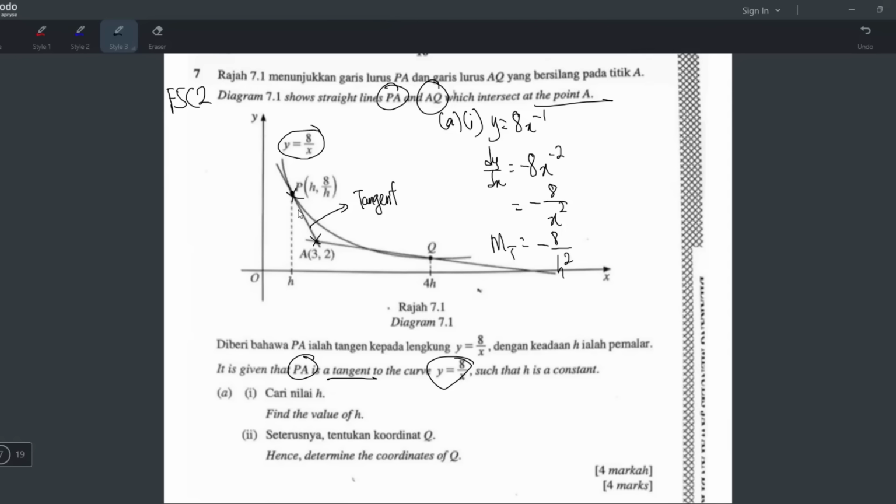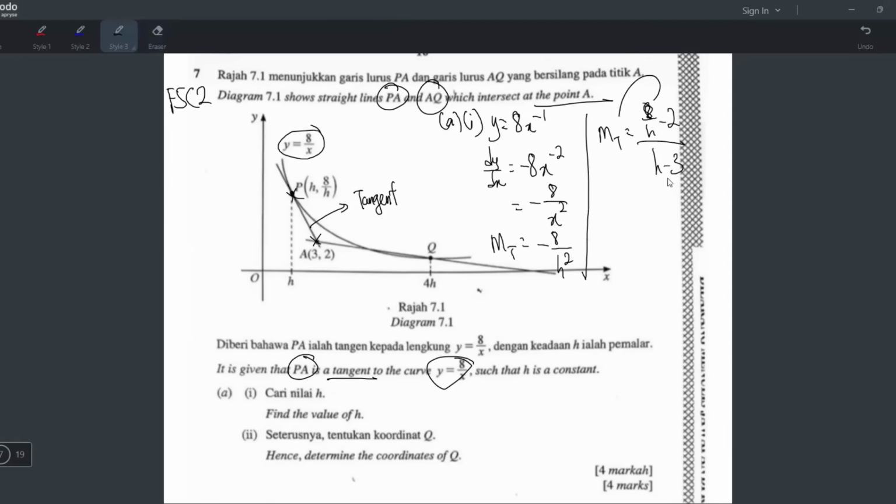So now I understand already why they give the point A. So I can find the gradient tangent using the other way, and then later these two gradient tangents I equal them both and then find h. So you can find the other gradient by using these two coordinates. We all know the formula for gradient is y minus y over x minus x. So 8 over h minus 2 over h minus 3. Okay, and that's your gradient tangent, right?